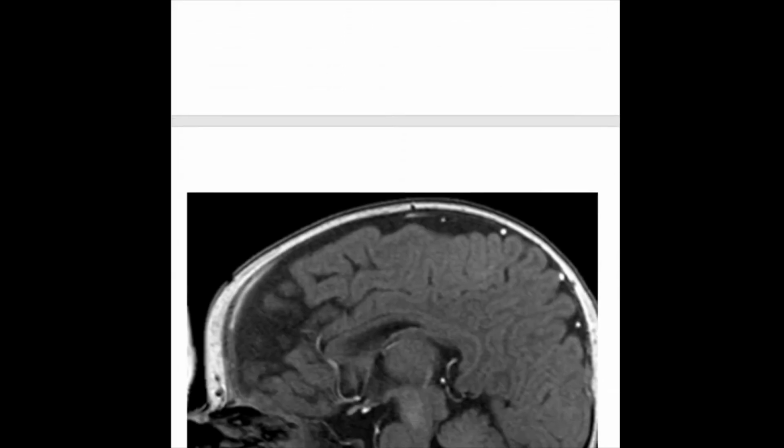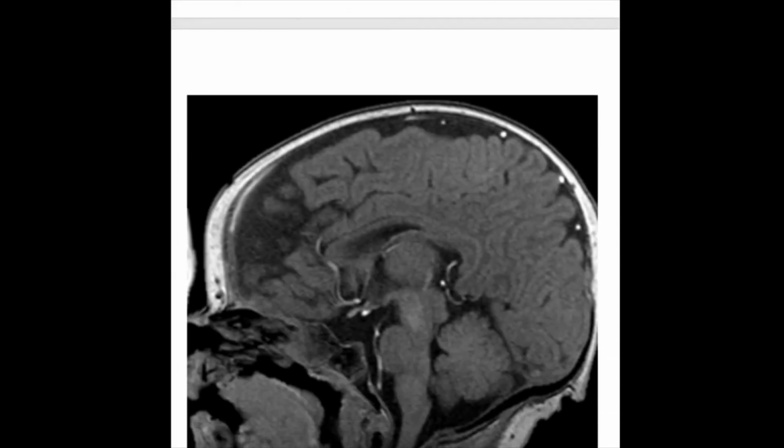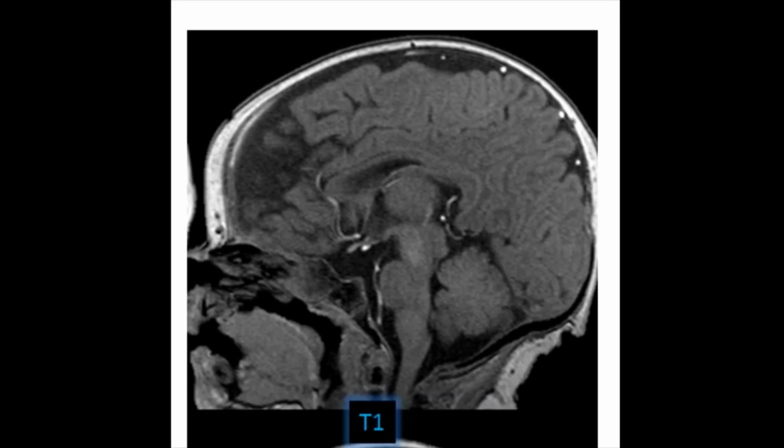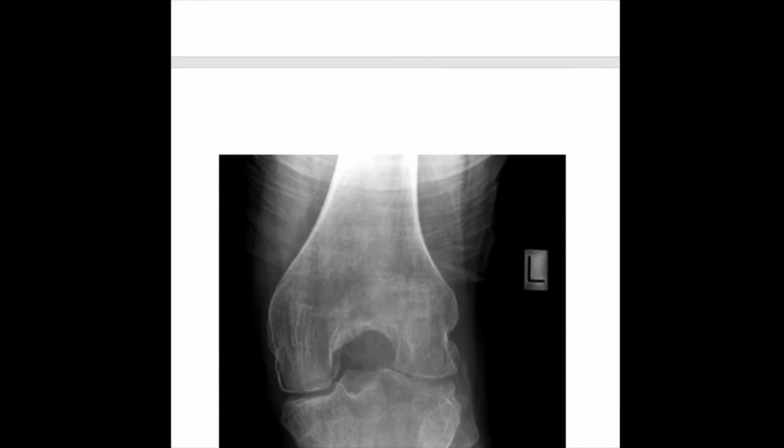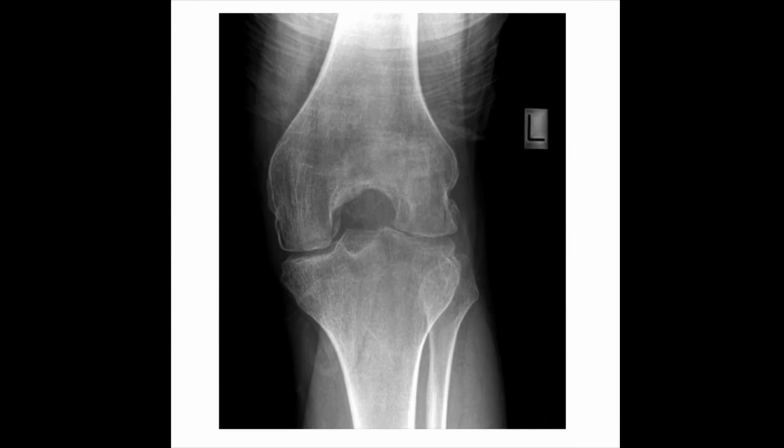Move on to our second case. This is a T1 contrast enhanced sagittal MRI of the brain. And again, if you know what the diagnosis is, then leave it in the comments. And our third case, an X-ray of the knee, and there is a finding here, and let me know what your differential diagnosis is.